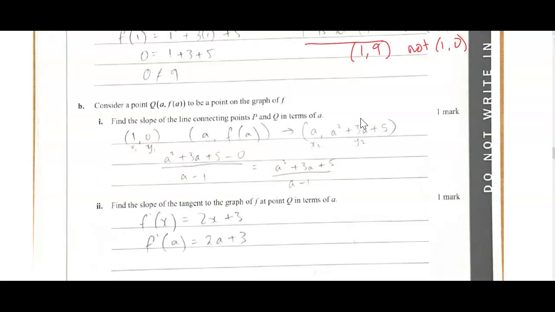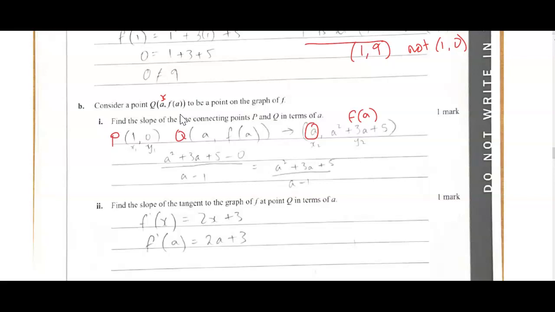Consider a point Q, a, f of a. So remember this is just x. So x equals a, and when you substitute that into the function, you get f of a, to be a point on the graph of f. Find the slope of the line connecting points P and Q in terms of a. So here's point P, and here's Q. So for Q, I've just substituted a in, and this is f of a, just substituted it into that parabola.